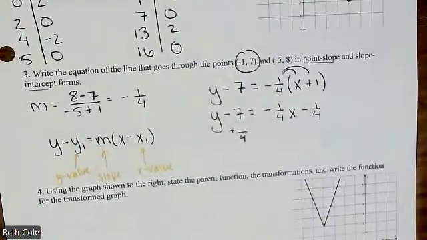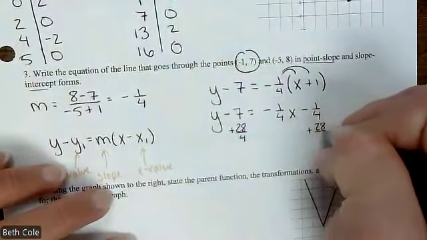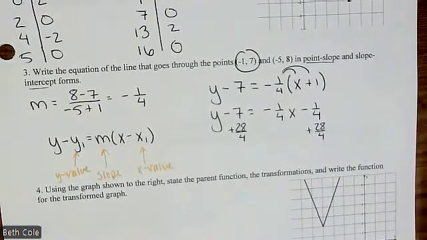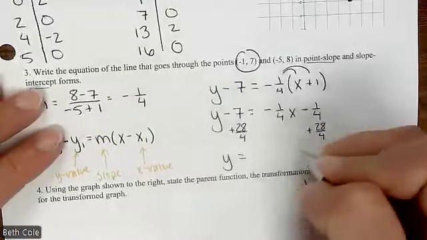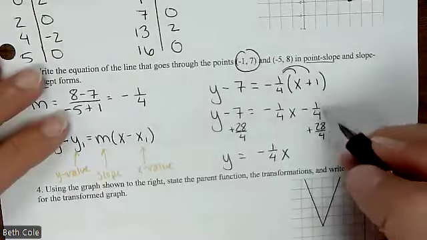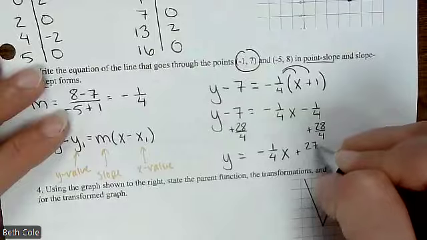How many fourths is a whole 7? 28. Very good. So we're going to add 28 fourths, which is the same thing as 7. You're not writing plus 7 plus 7. You're just writing it in a way that it's going to work out for you. So your final answer is y equals negative 1/4 x. And then if you put these together, 27 fourths.